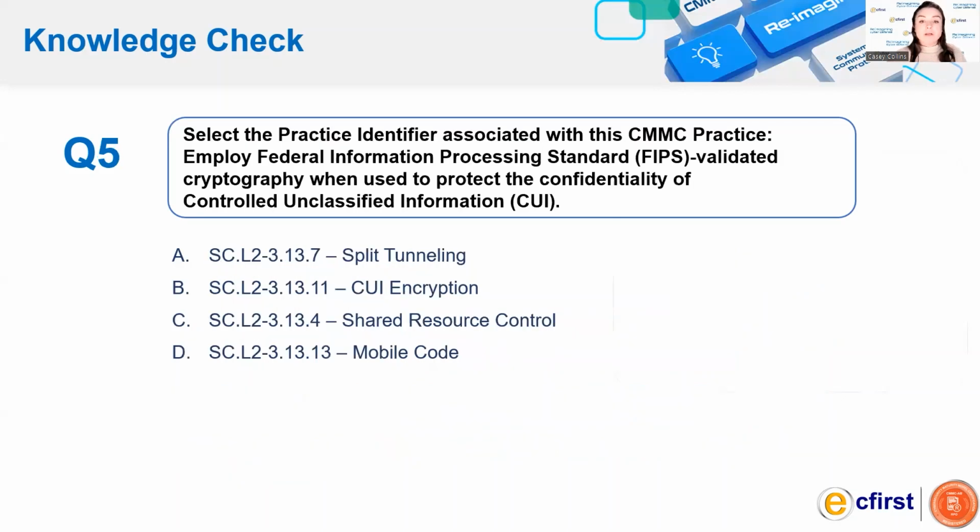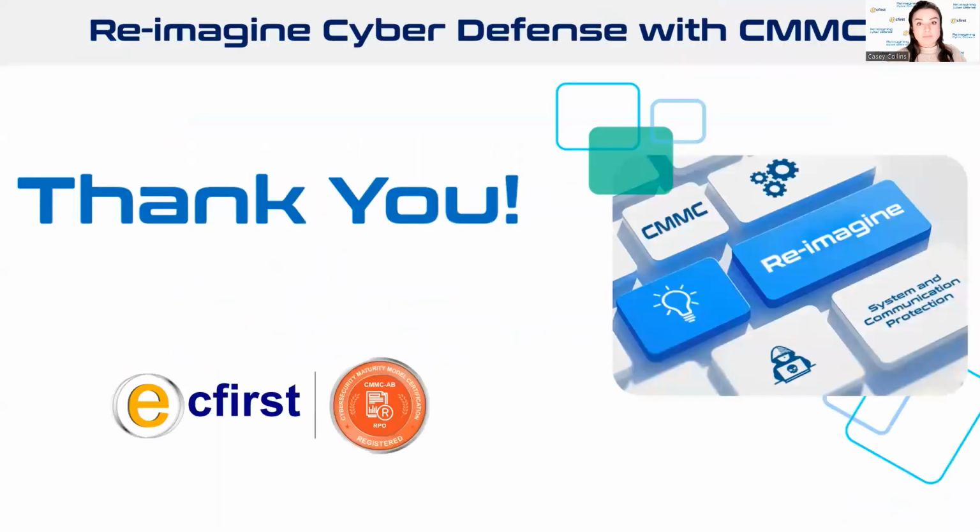And question 5, select the practice identifier associated with this CMMC practice. Employ Federal Information Processing Standard, or FIPS, validated cryptography when used to protect the confidentiality of controlled unclassified information. And our answer for question 5 is also B, once again, CUI encryption, which can be found at SC.L2-3.13.11.